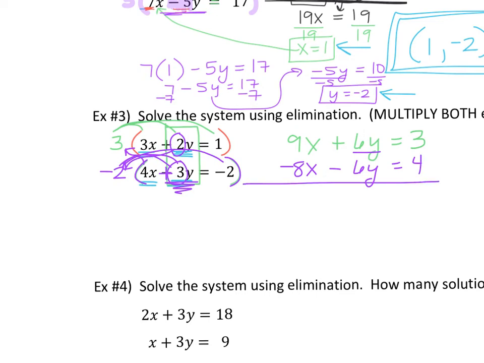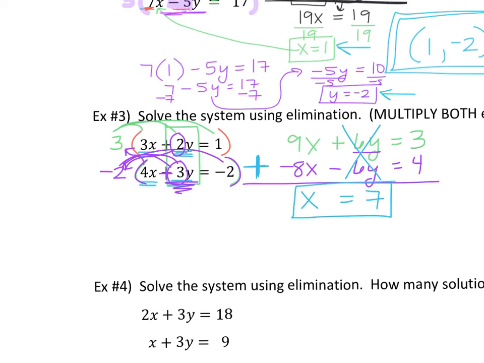Now simplifying this, 9x, we're adding, right? 9x plus a negative 8x is x. This is going to be 0 equals 3 plus 4 is 7. So that's my x value.